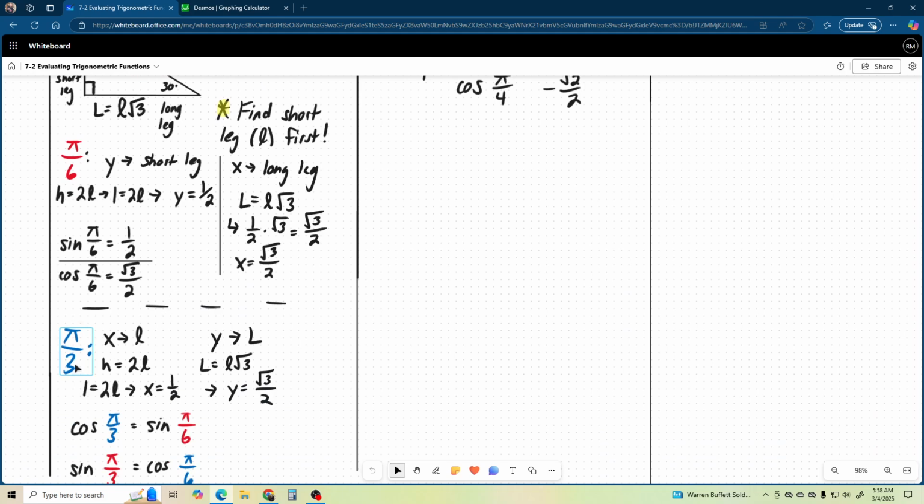So at pi over 3, 60 degrees, remember that our x is our small leg, and our hypotenuse is 2 times the length of our small leg. So we are going to take 1 equals 2 times our leg, and we're going to get x equals 1/2.